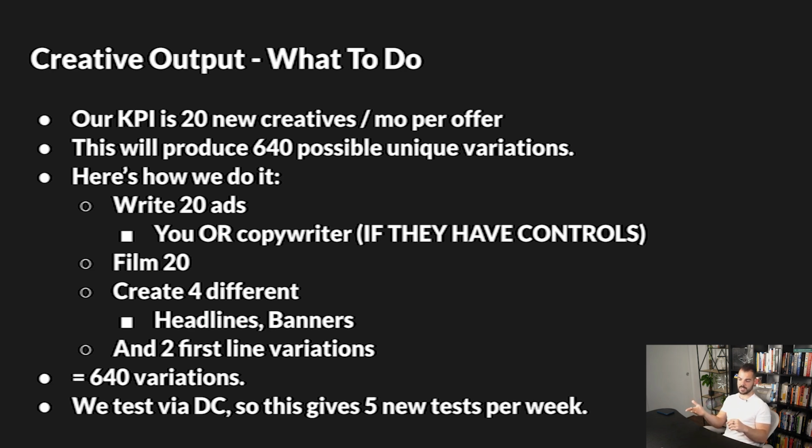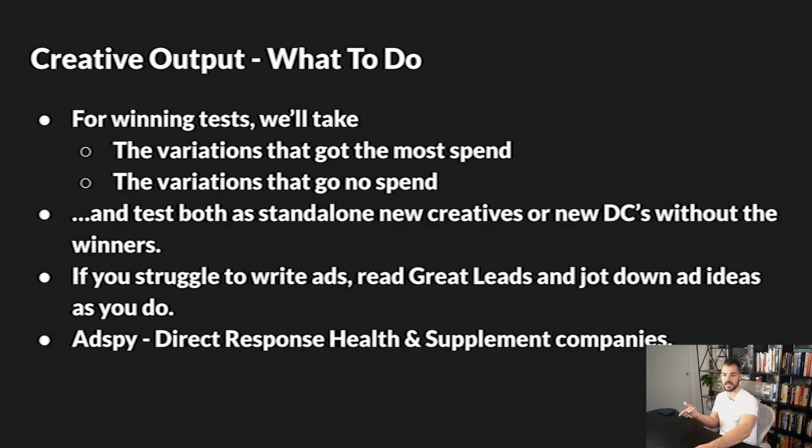Now, we test this through dynamic creative. So we're still only going to have 20 unique tests, but there's going to be a ton of different variations within each test using dynamic creative. Could we do some sort of crazy advanced testing strategy and like link clicks and all this stuff and individually test all 640? Yeah, but I find this dynamic creative thing is way faster. It works pretty much just as well. So we just do this. So essentially what this does is it gives us 5 new tests a week.